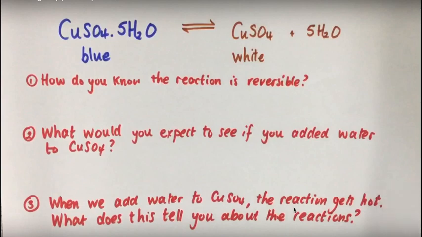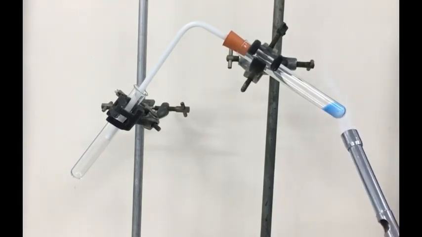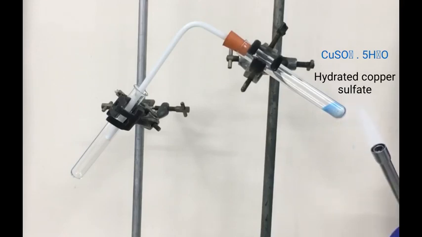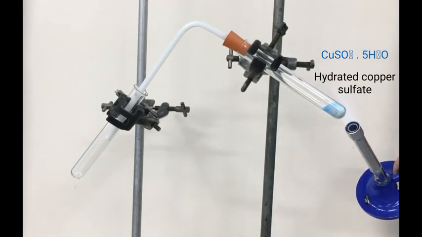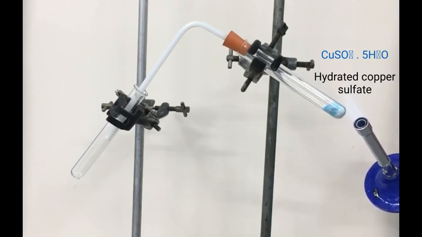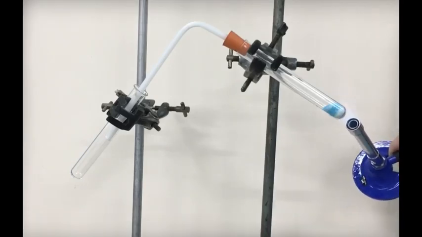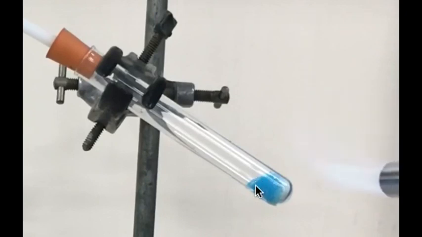Okay, so let's see this in action. You can see that this is the same setup that we had in the picture in the PowerPoint. You can see the blue hydrated copper sulfate there. So for every 1 mole of copper sulfate, there is 5 moles of water. And you can see already, just by giving it a small amount of heat, that the blue color is starting to leave the copper sulfate and it is starting to go white. If we have a look here in more detail, you can see that the color change is happening.